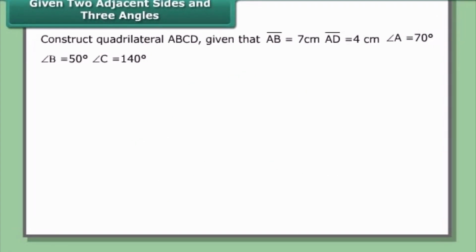Given two adjacent sides and three angles. Construct quadrilateral ABCD, given that AB is equal to 7 cm, AD is equal to 4 cm, angle A is equal to 70 degrees, angle B is equal to 50 degrees, and angle C is equal to 140 degrees.